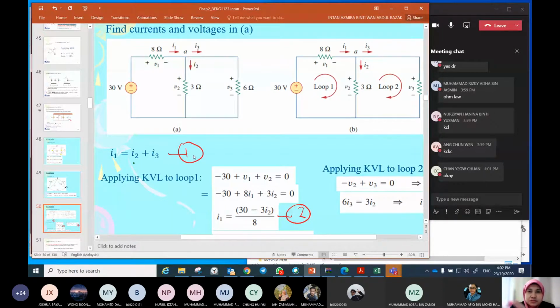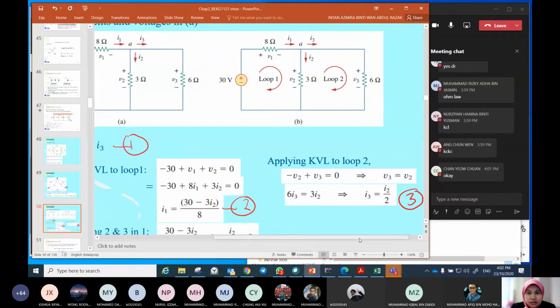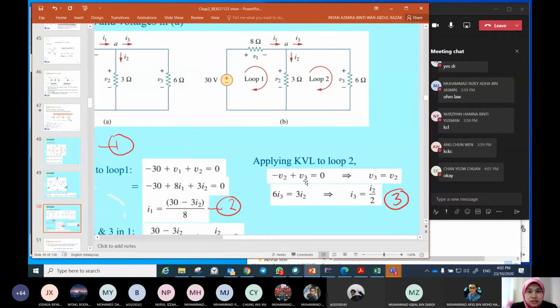So we should have 3 equations. This is the first equation. You can leave it as this equation or make it I1. Then let's find another equation. Apply KVL in loop 2. Positive V3 minus V2 equals 0, or you may write it as minus V3 plus V2 is equal to 0. So V3 is equal to V2.